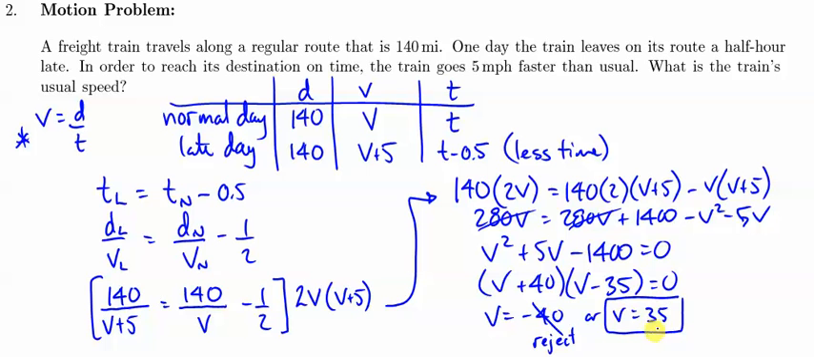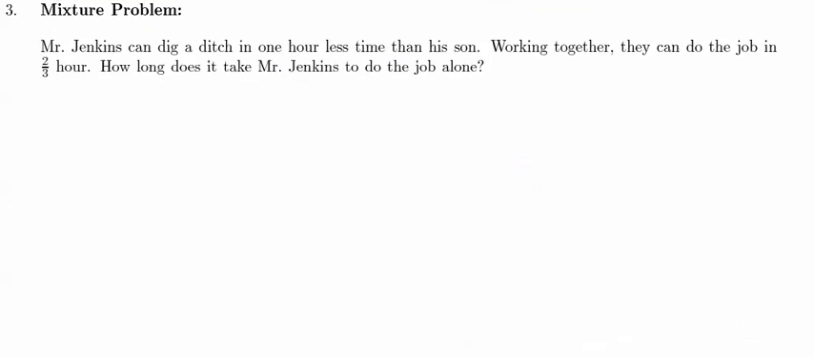So what we find out is that the normal speed of a normal day is 35 miles an hour, and on the fast day it goes 35 plus 5, or 40 miles an hour. So that's a typical motion or kinematics problem. Let's move on to the third type, which is a mixture problem.